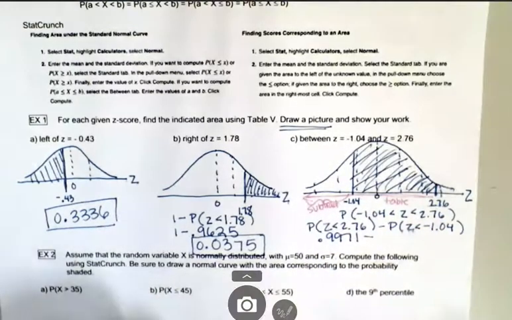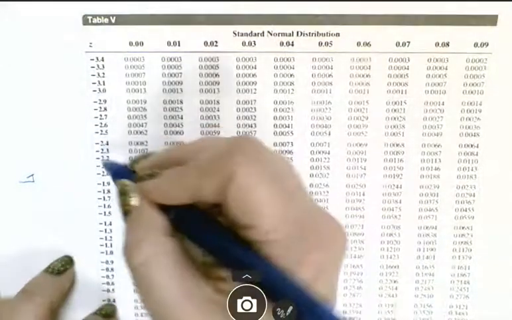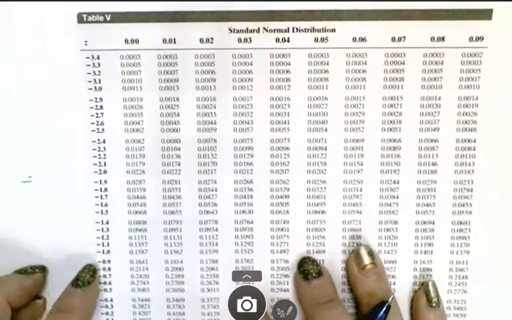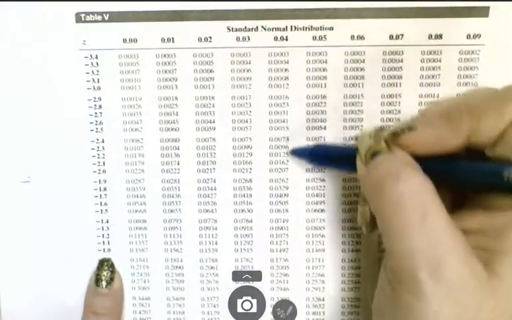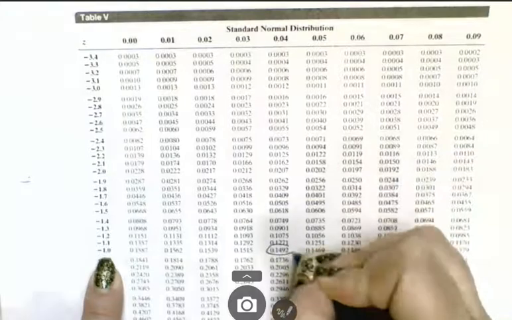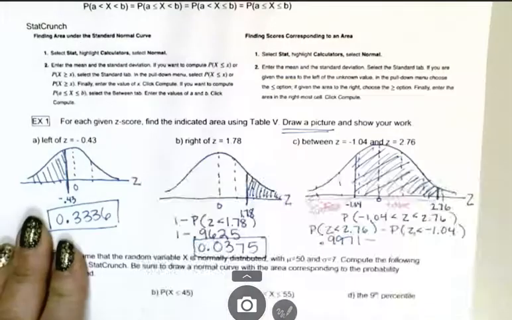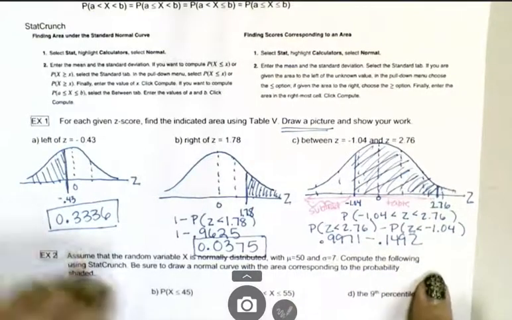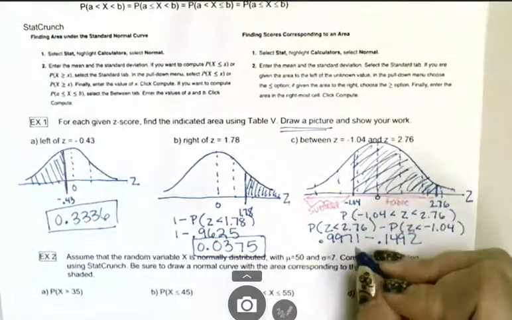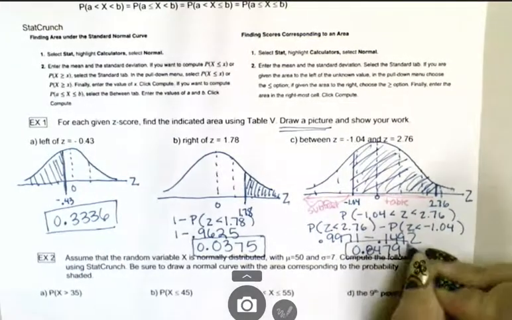And then I'm subtracting the area to the left of negative 1.04. So I flip to the negative side, negative 1.0. So that's right here. And then 4. So 0.1492. Yep, I didn't mess up this time. So 0.1492. So subtract these two values, that's going to give me my answer. So 0.8479 is the area there.